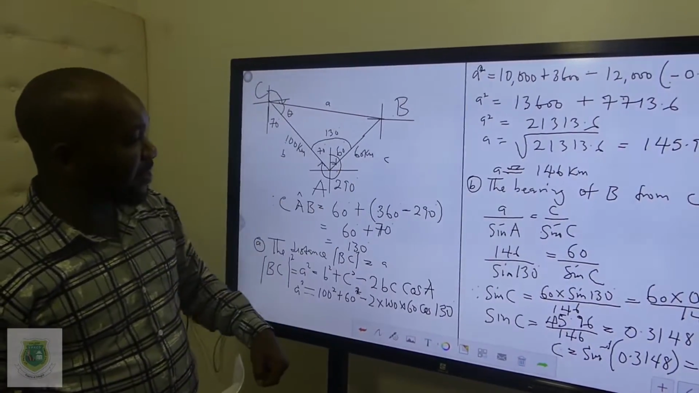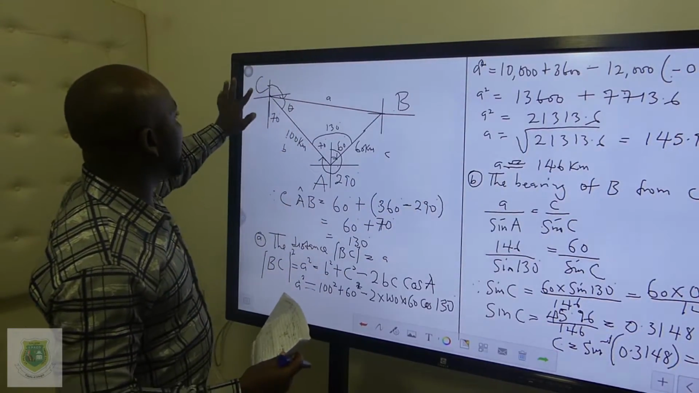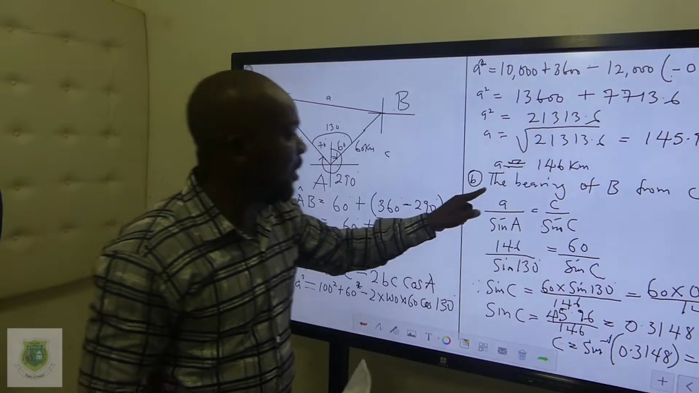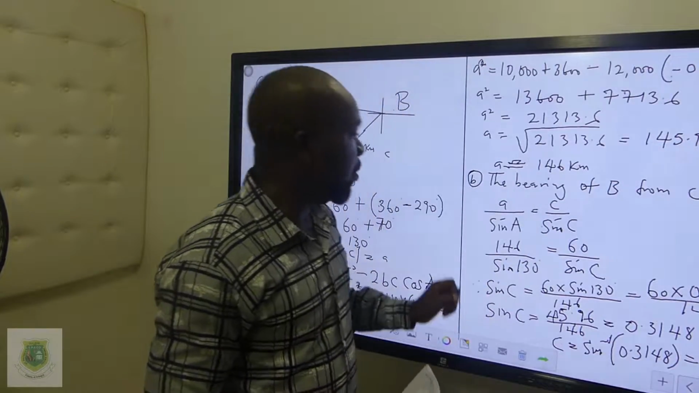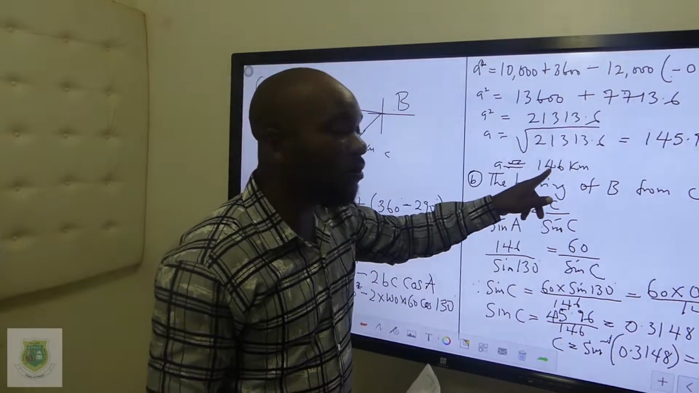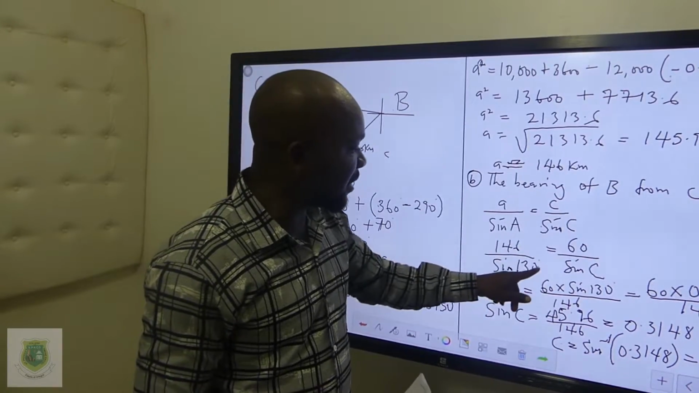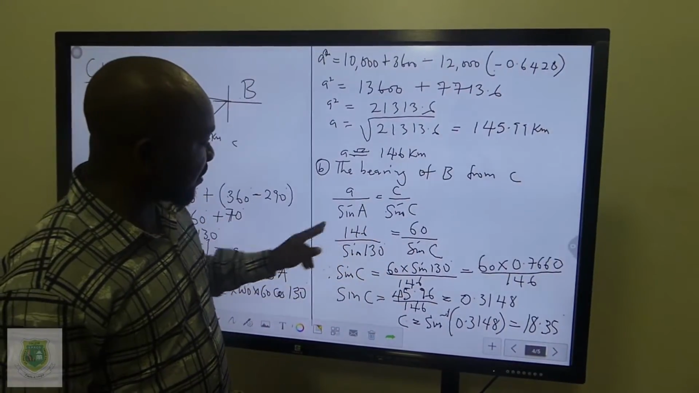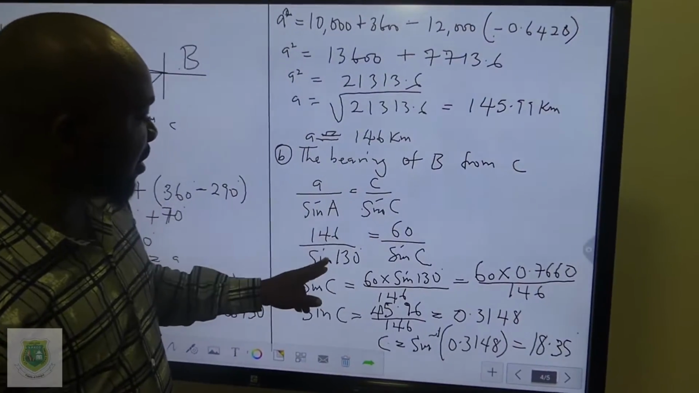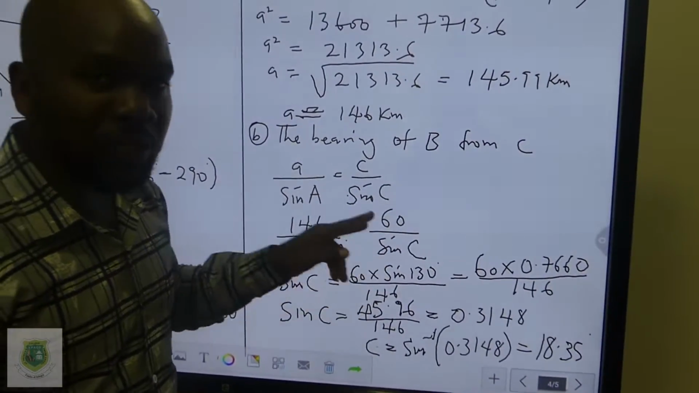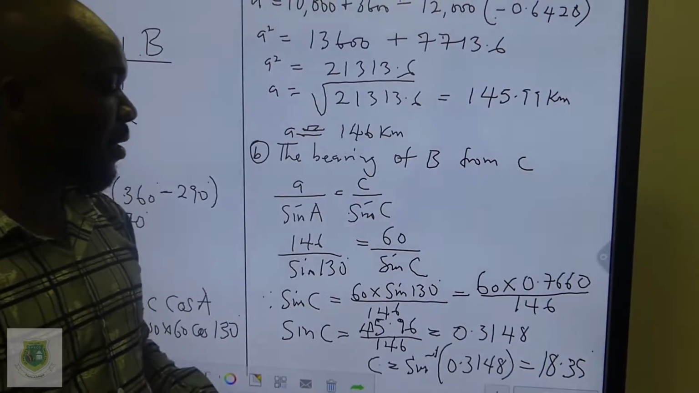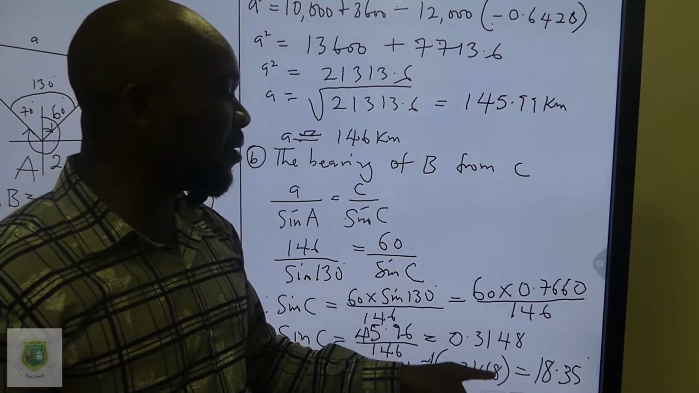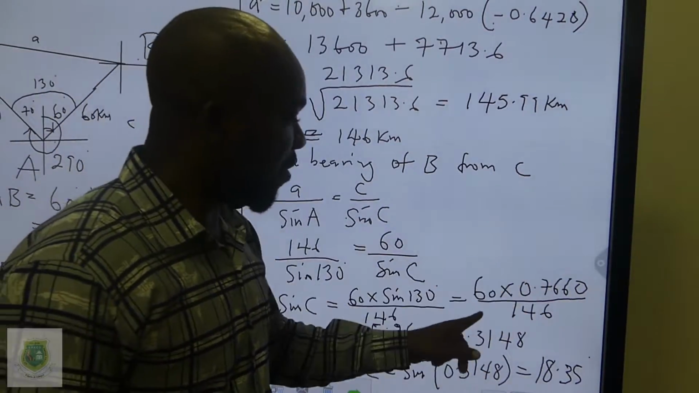Then, in that case, the sides involved now are C and A. So it becomes A over sine A is equal to C over sine C. We have gotten our A as 146. 146 over sine 130 is equal to 60 over sine C. Then you cross multiply, which gives 60 sine 130 over 146. Equals 60 times sine 130, which is 0.7660, all over 146.